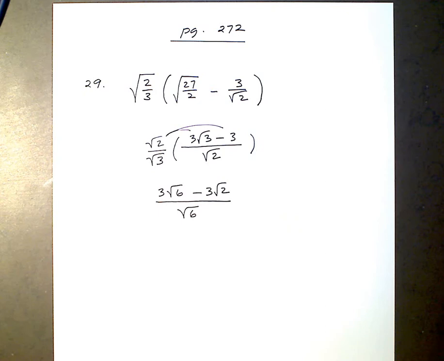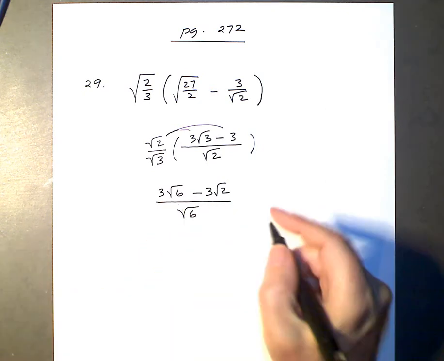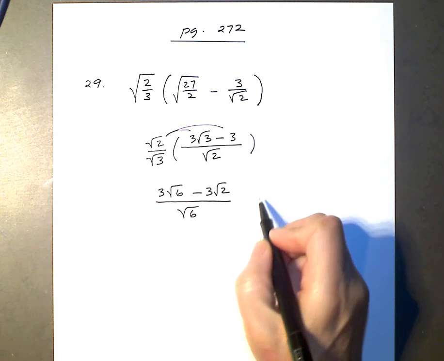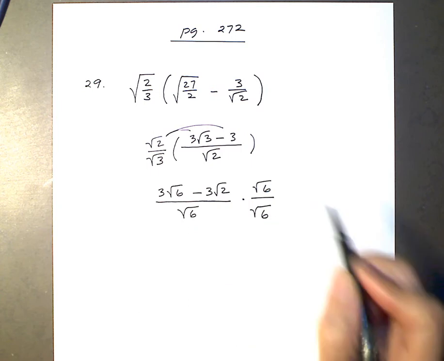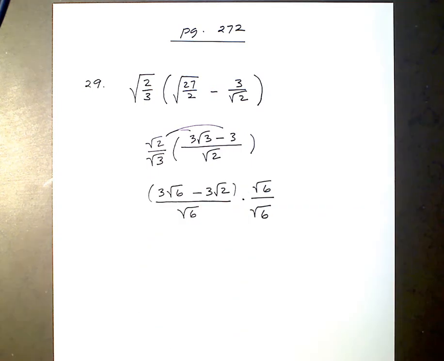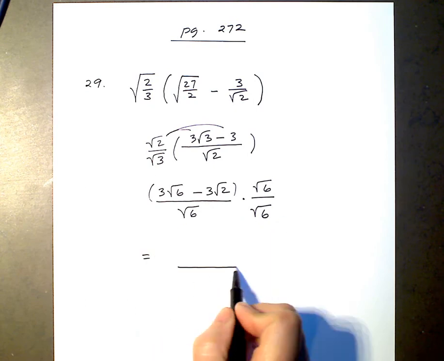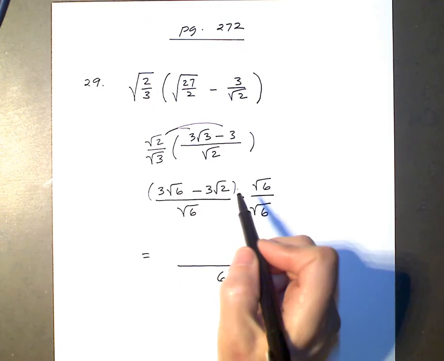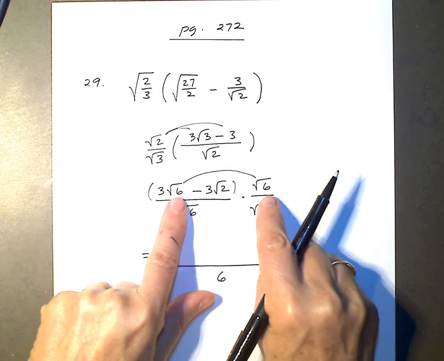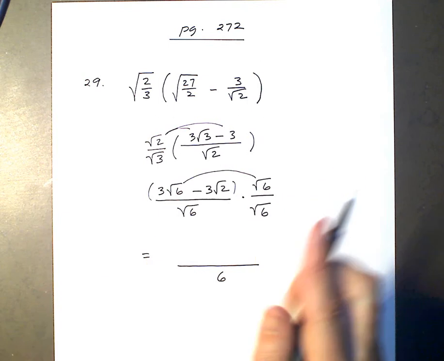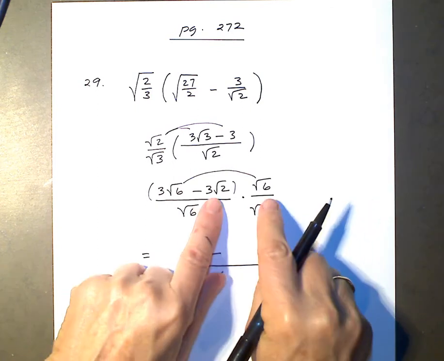So now I can't simplify these in the numerator, so I'm going to rationalize this denominator, and that might help simplify things a little bit more. So I'm going to multiply by 1 in the form of root 6 over root 6. I'll have to distribute that over the numerator. So in the denominator, square root of 6 times square root of 6 will be a rational 6. And then in the numerator, 3 root 6 times root 6. When I multiply square root of 6 by square root of 6, I get a 6, so that's just going to be 3 times 6 minus 3 times root 2 times root 6.